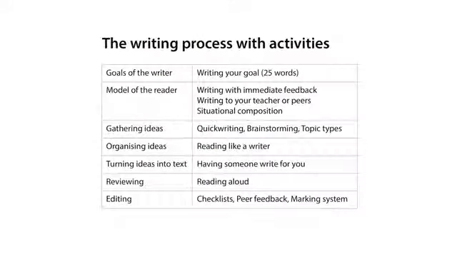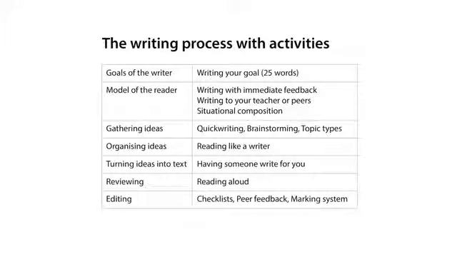This activity gives the writer a very clear model of the reader, because they're getting immediate feedback from the reader. And if the model of the reader is a problem for a particular writer, this immediate feedback is a very useful way of shaping and strengthening their model of the reader. You can get a good model of the reader if you write directly to your teacher or to the other learners in the classroom. Writing for real people helps develop a model of the reader.